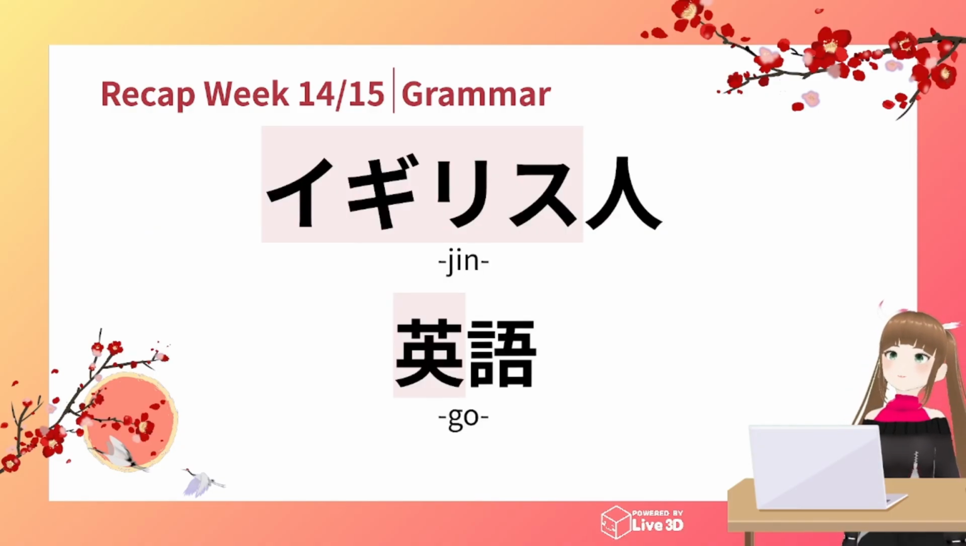Now, a bit of an exception to these rules is England. You still add jin and go, that part doesn't change, but you would say eigo for a language and igirisujin for the nationality. What's also different is the nationality uses katakana for England, but the language uses kanji.